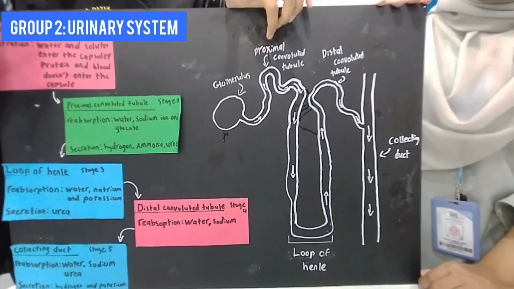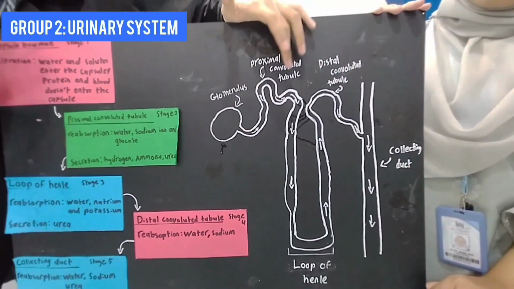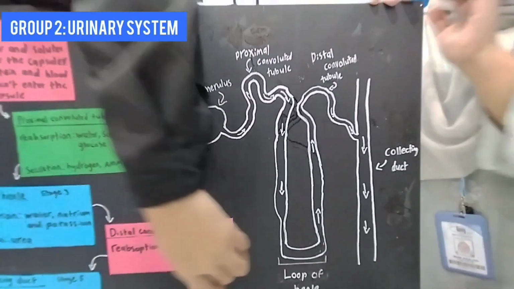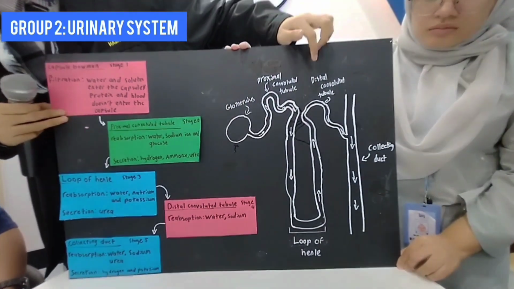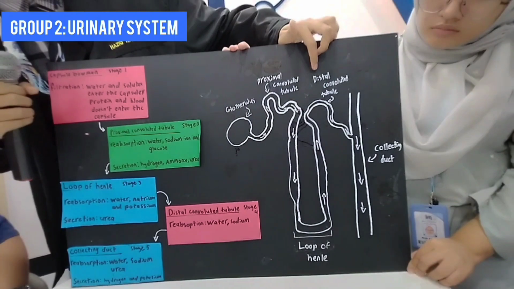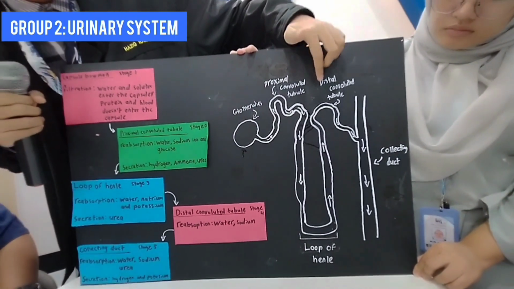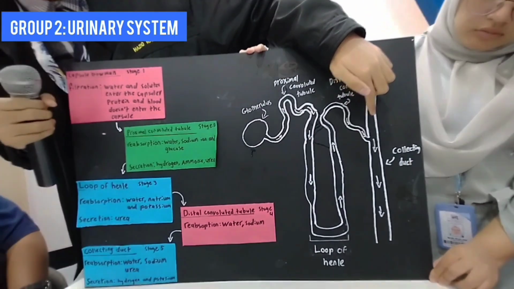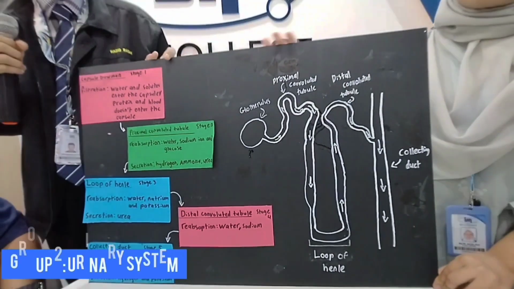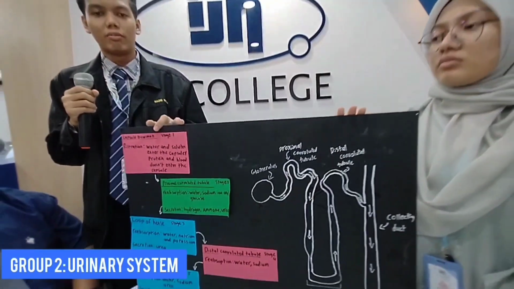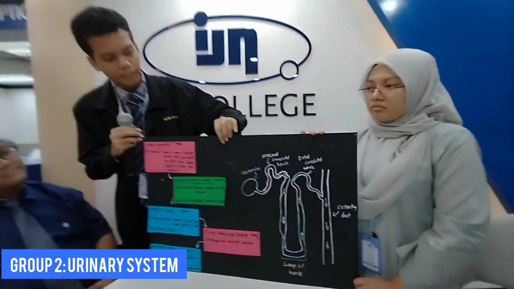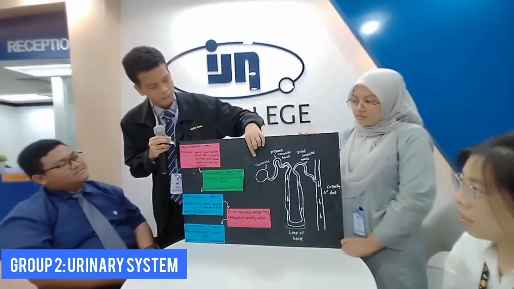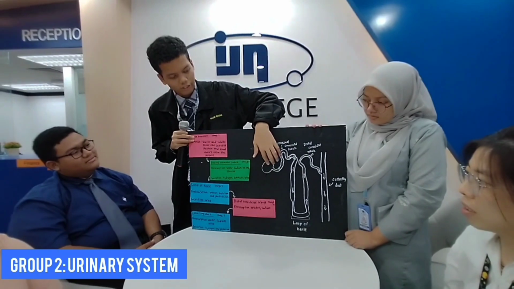In here, there is a proximal convoluted tubule, and on the bottom here, there is a loop of Henle, and here is a distal convoluted tubule, and lastly there is a collecting duct. So I will talk about the 5 stages of the nephron. On the first stage, it will happen at the Bowman capsule around here.